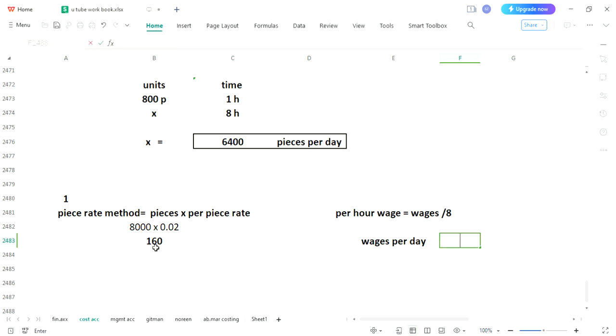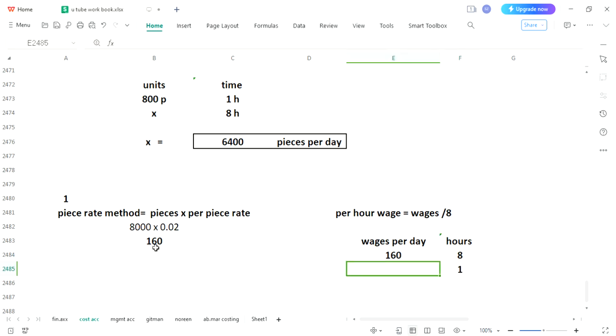So total hours were... the wage per day they are receiving is this, which we have calculated for the total day, as he had produced 8,000 units. So 160 is the total wage rate. How many hours had he used? 8.